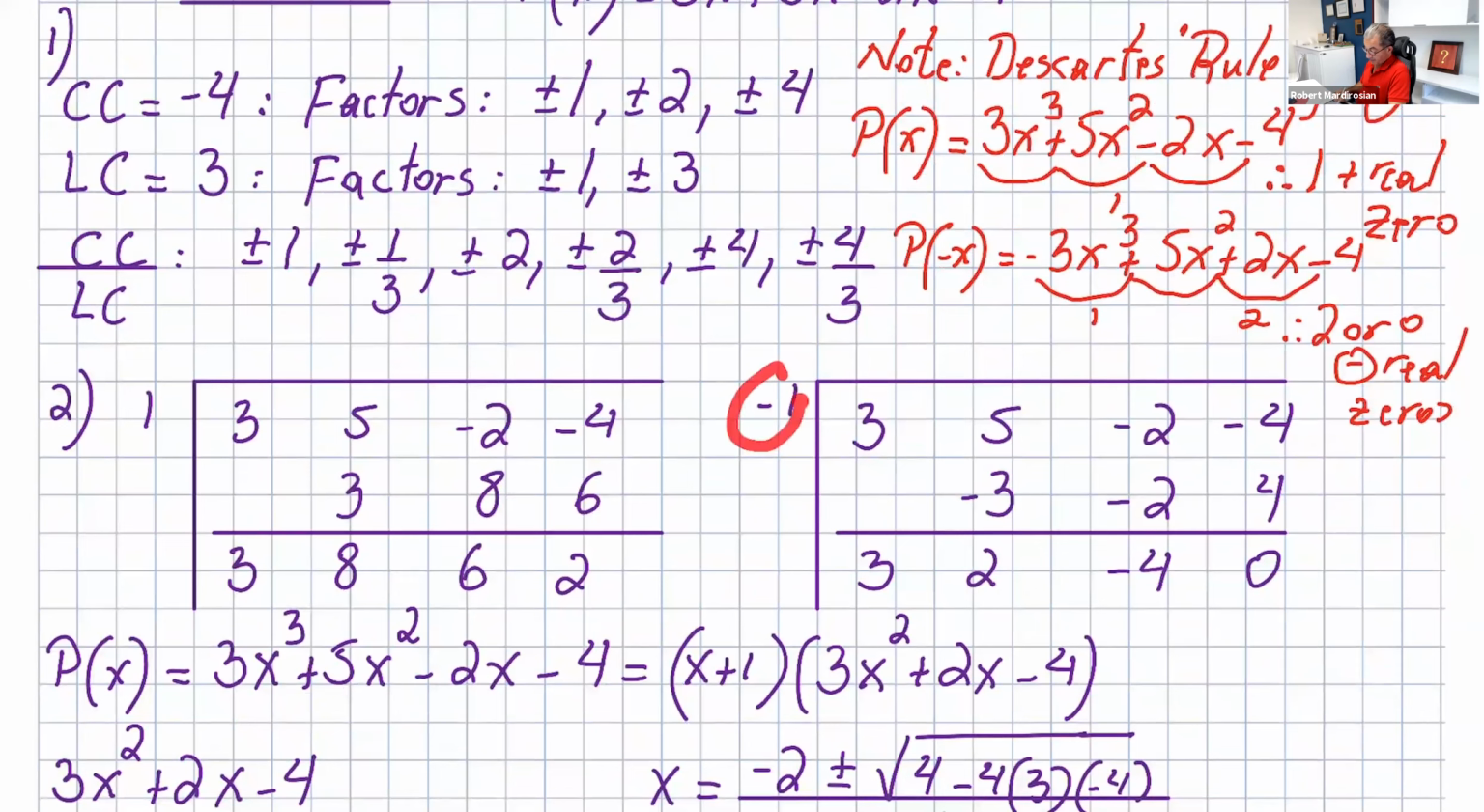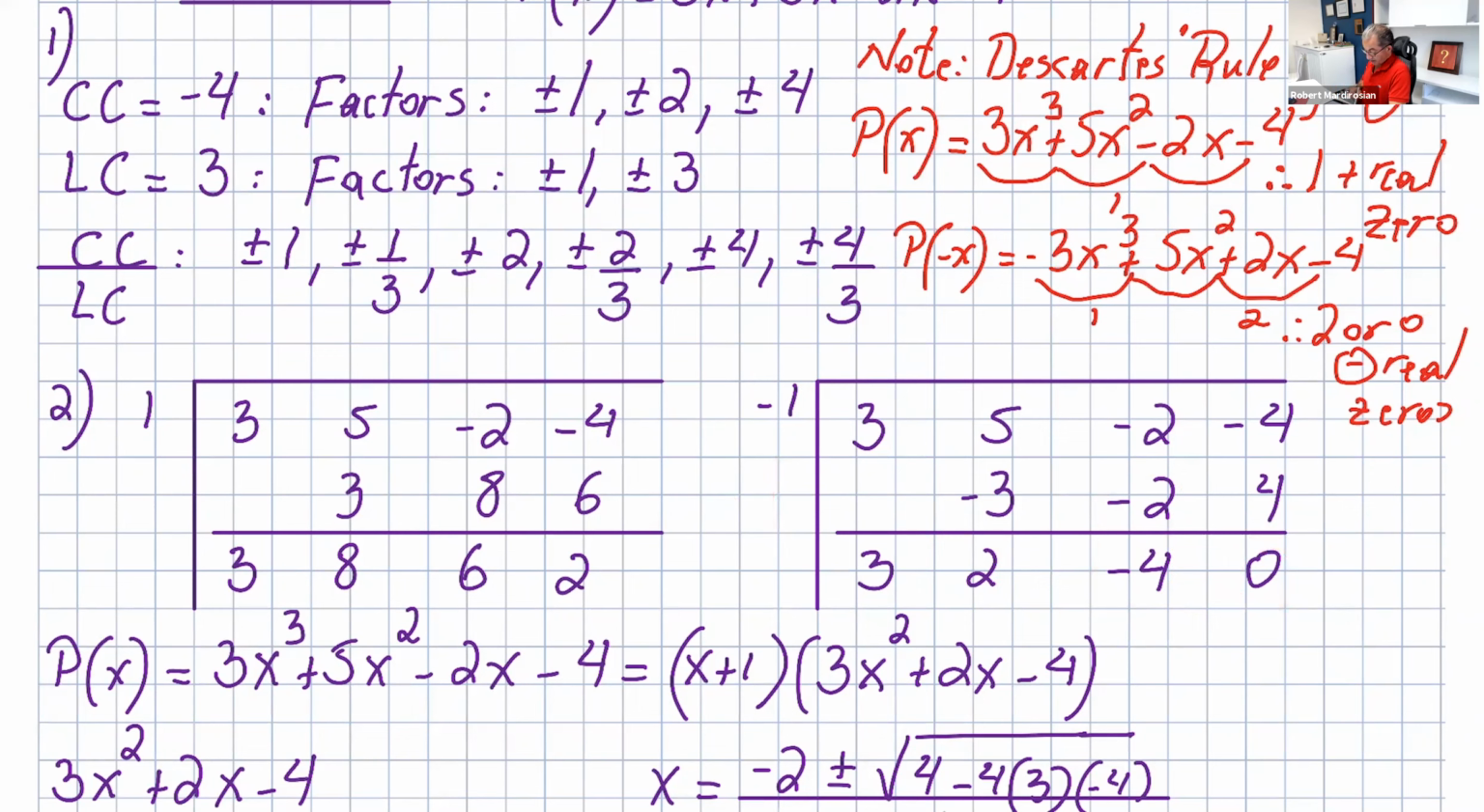Let's try -1 now. Same thing. You write all the coefficients. Bring 3 down. -1 times 3 is -3. 5 minus 3 is 2. -1 times 2 is -2. -2 minus 2 is -4. -1 times -4 is 4. -4 plus 4 is 0. The remainder, this is the remainder, and it's 0. So you know x plus 1 is a factor.